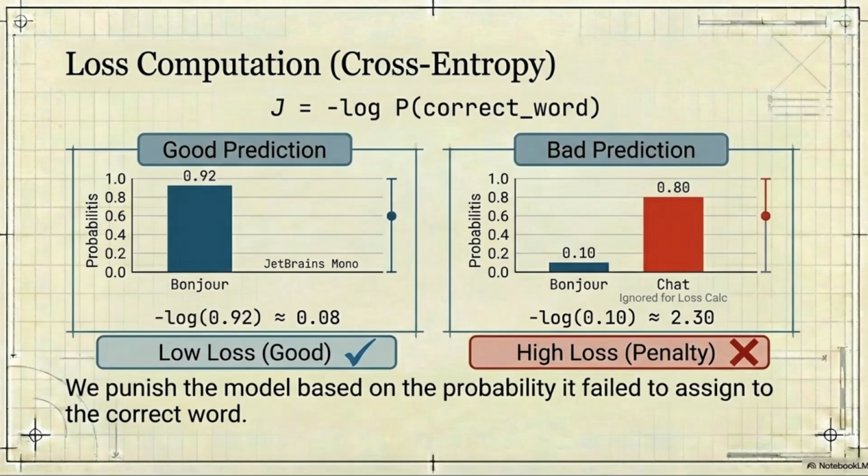Okay, now for the loss computation. How do we update the weights? We calculate the cross-entropy loss mathematically. We look at the probability the model assigned to the correct word. Here it assigned 0.92, or 92%, to bonjour. The loss is the negative log of that number, which is very small, 0.08. If the model had been unsure and assigned only 0.10 to bonjour, the penalty would be massive, 0.2. So this is the correct guess. This is the wrong guess.